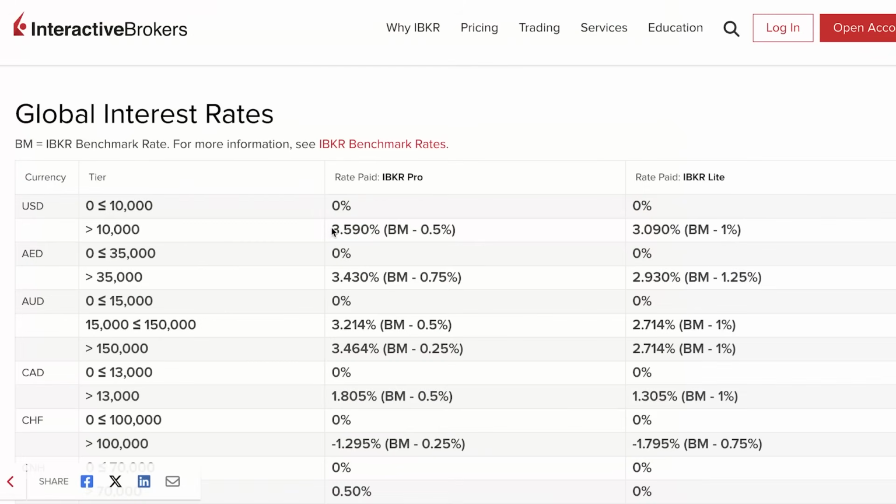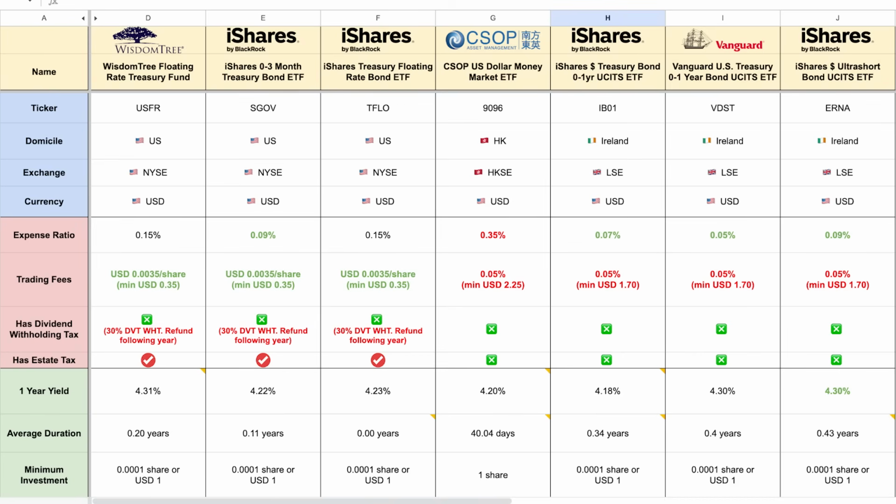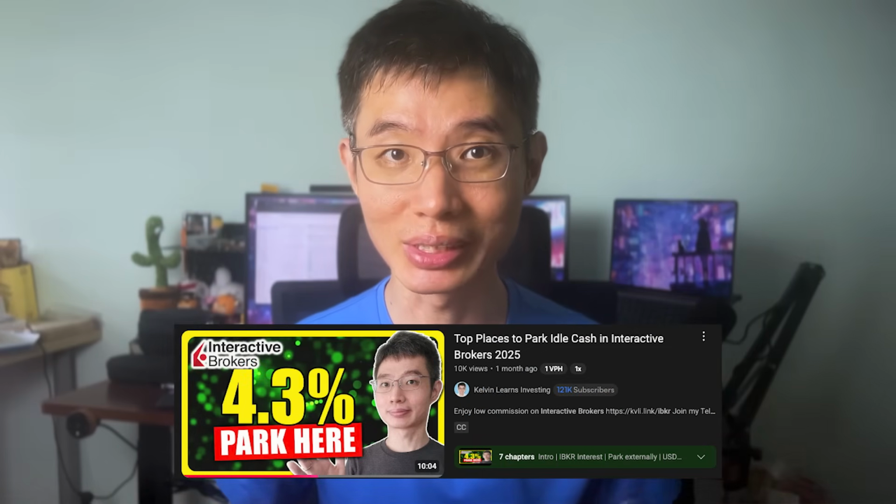So what does all this mean in practice? For most people, it may still make more sense to convert their idle SGD to USD and either earn from IBKR's higher USD interest rates, or they can also invest in US dollar denominated bond ETFs and money market ETFs, which will have lower transaction fees. For more info, you can check out this video here.